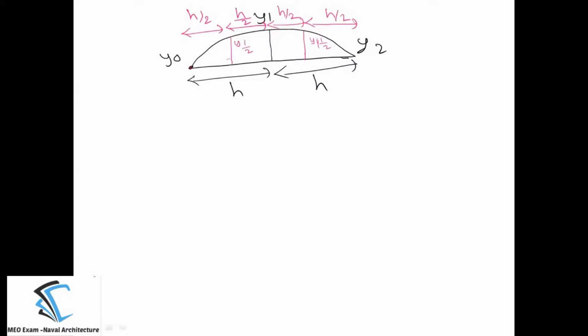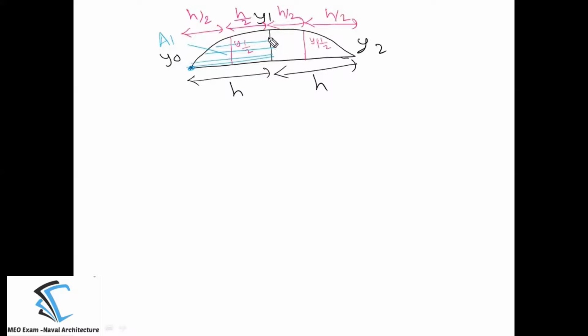Now again, for using the Simpson's first rule, you should have a minimum of 3 ordinates, irrespective of what the interval is between each ordinate. In this case, I have 3 ordinates, that is y0, y1.5 and y1. The spacing between each consecutive ordinate is h by 2. At this moment, don't think about that. These are the 3 ordinates. So I will call this region number 1.